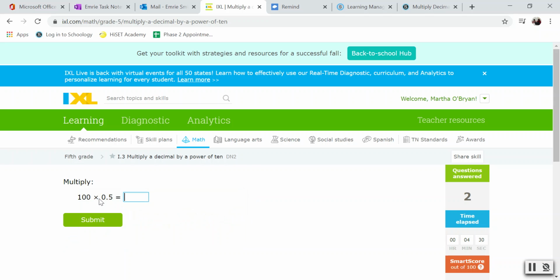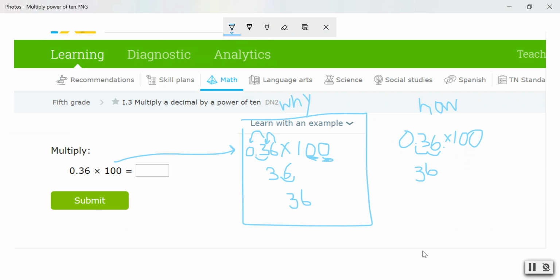How about 100 times 0.5? 2 zeros, so I move it over twice. 1, 2. I'm going to end up with 50. Why don't I end up with 500? Well, pay close attention. If I have 0.5, let me write this here. If I have 0.5, the first time I move the decimal point is just moving it to the other side of the 5, and the second time is actually adding a value. And whenever you add a value, just put a 0 in there.